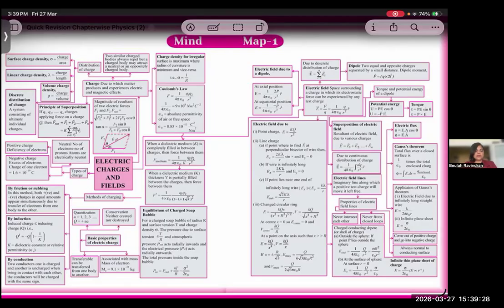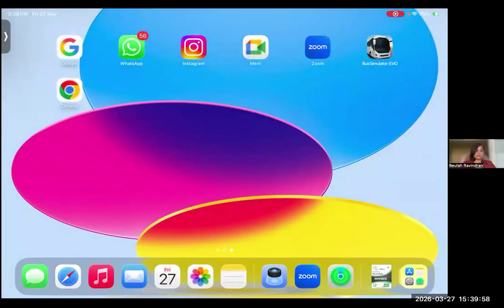See, what is the main purpose of electric charges and fields? Everything is given here. If you want, students, you can take a screenshot, or if you want this PDF, let me know through a message. You can text something like mind map chapter number 1 physics, or mind map electric charges and fields. Then I will send the link to you.